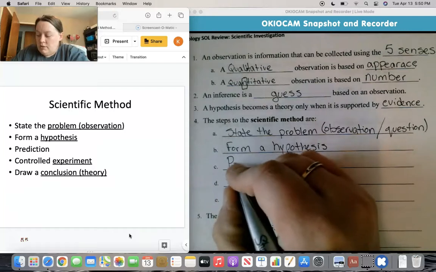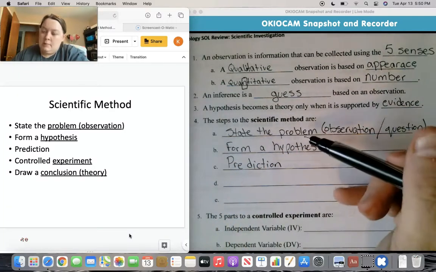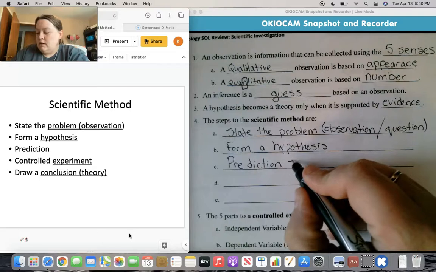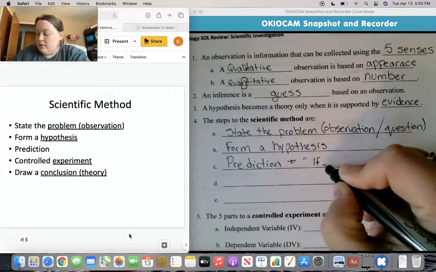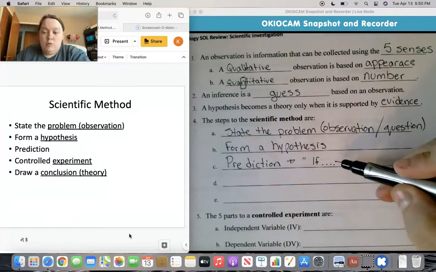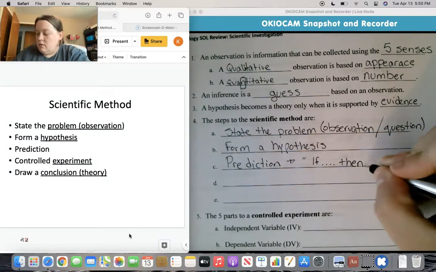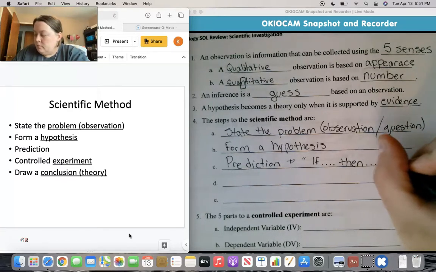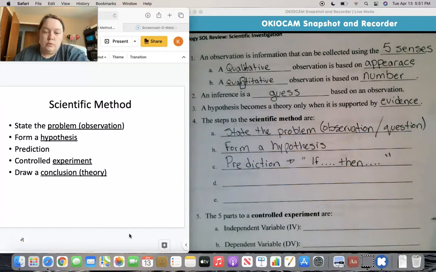From there, you create a prediction. Now, I'm sure you're thinking, Ms. Ray, hypothesis, prediction, those are like the same thing. And they're very close. The difference between a hypothesis and a prediction is that a prediction is worded if I am correct, then this is what it will look like. So if I am correct, then this is what it will look like.